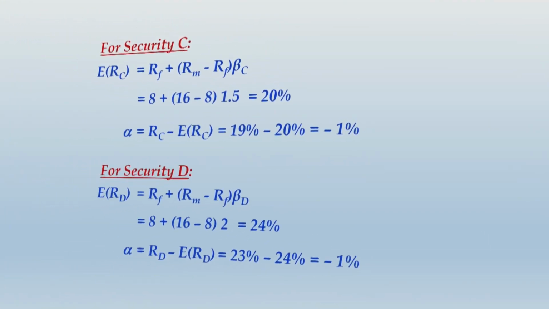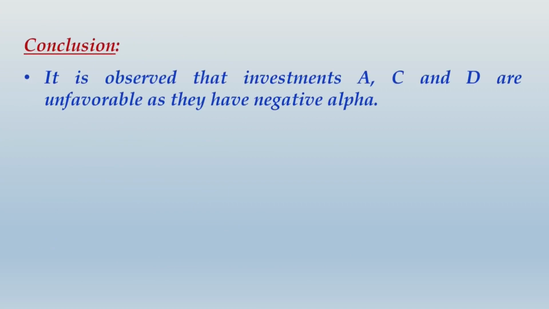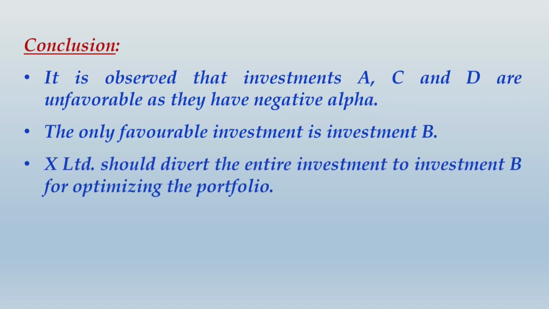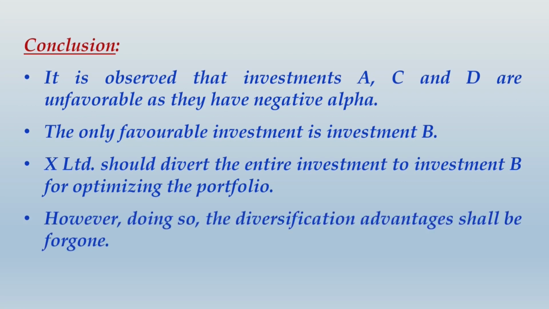In that part, you just write as conclusion, it is observed that investments A, C and D are unfavorable as they have negative alpha. The only favorable investment is investment B. X Limited should divert the entire investment into investment B for optimizing the portfolio. However, doing so, diversification advantages shall be foregone. So please write up this concluding part and then I take you ahead with the next question.